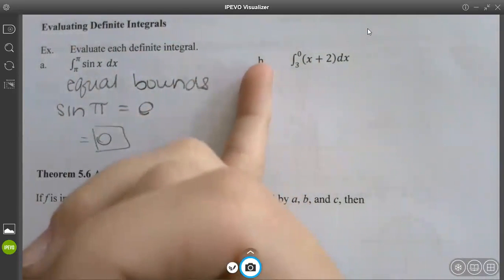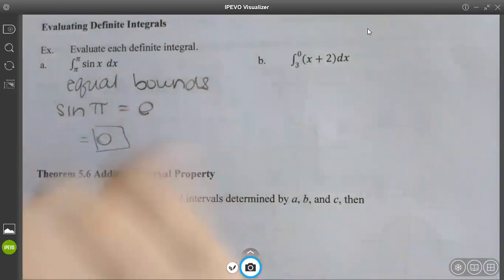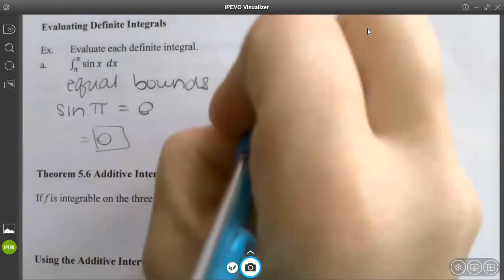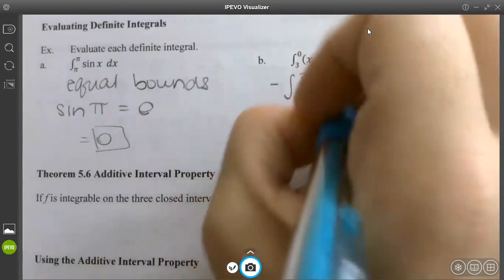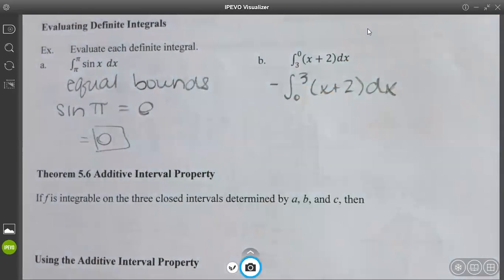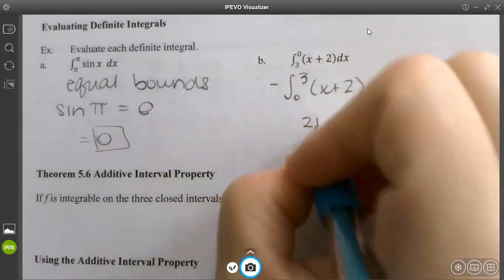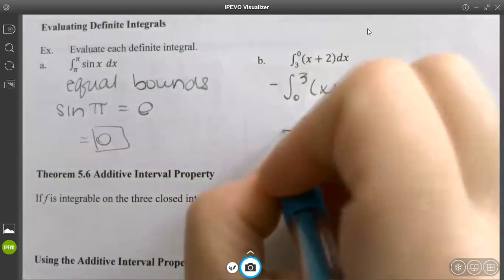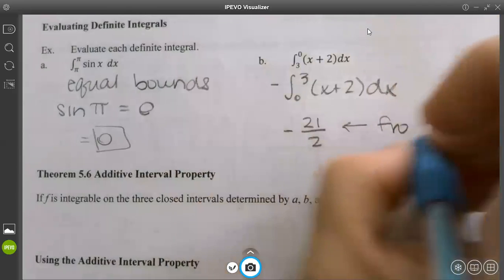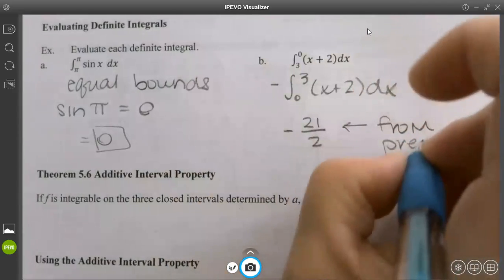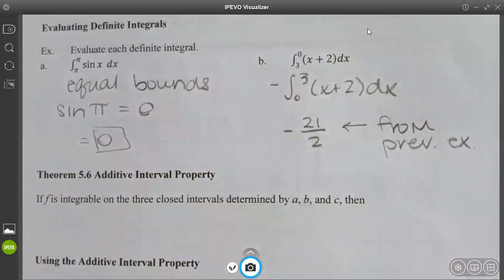What's different about B is that your lower limit is actually larger than your upper limit. So you would change it by pulling out the negative. And then remember, we did this x plus 2 on the last page, 0 to 3. And we got 21 over 2, but because they switched the boundaries, we're going to get negative 21 over 2. Previous example, okay, where we did the regular trapezoidal area.